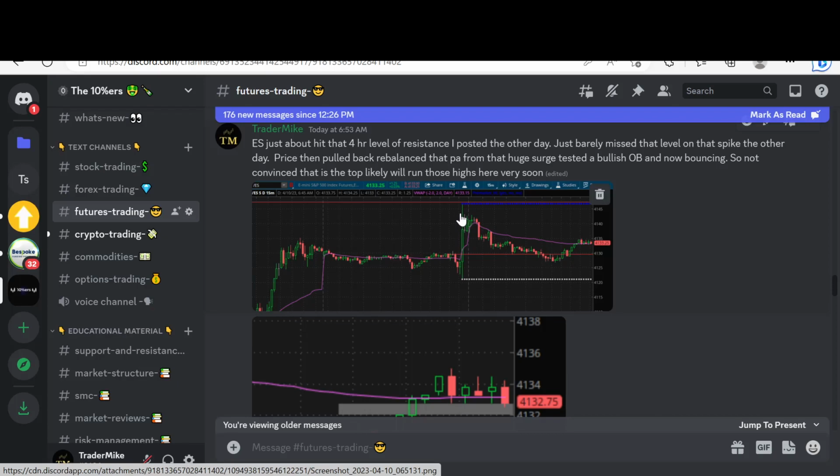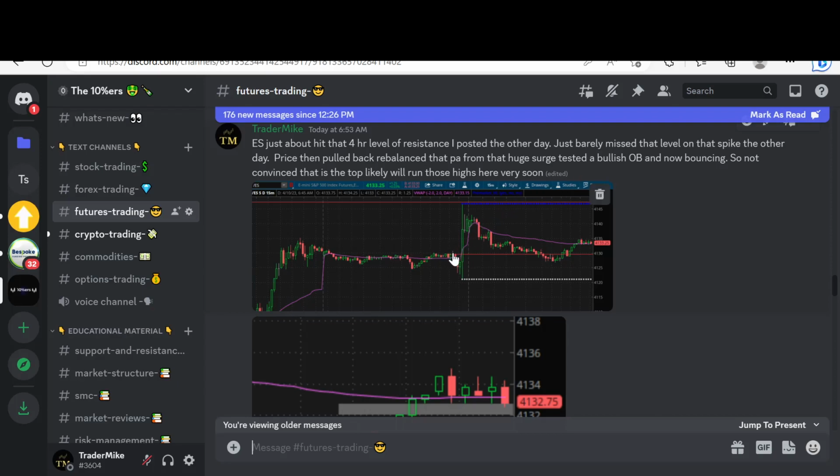You see the spike up right here. It actually just barely missed that level of resistance. Just by a hair, it missed that level of resistance. So I figured it would want to ramp back up into it again. So just barely missed that level on that spike the other day. Price then pulled back, rebalanced that price action. Look at my cursor. Rebalanced that price action from that huge surge, tested a bullish order block.